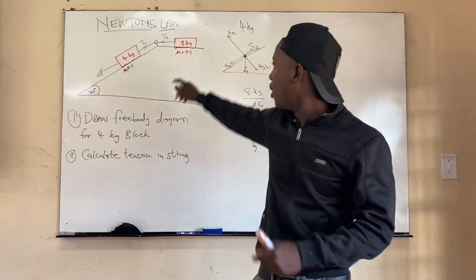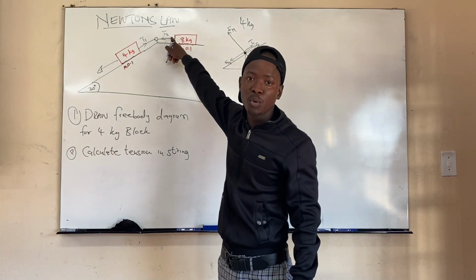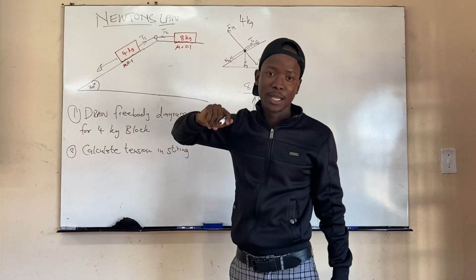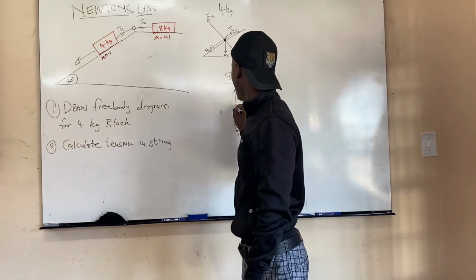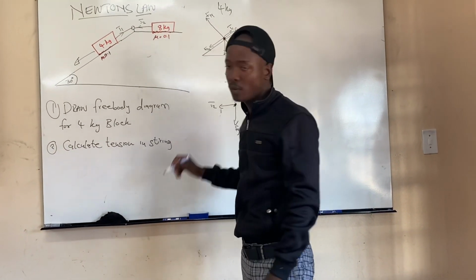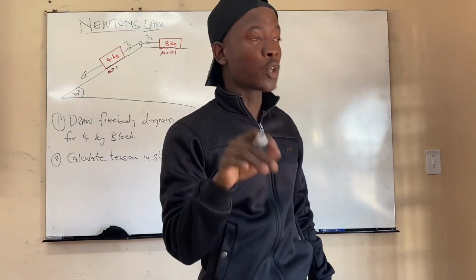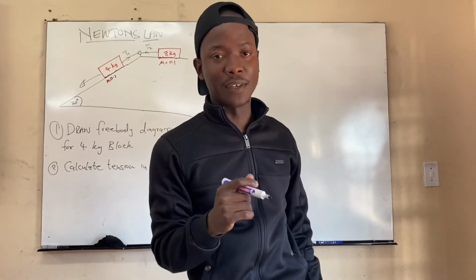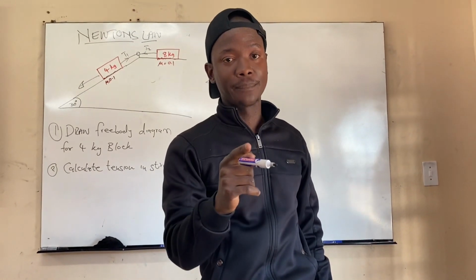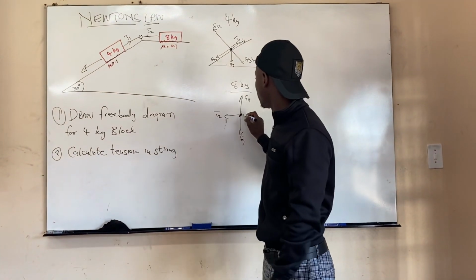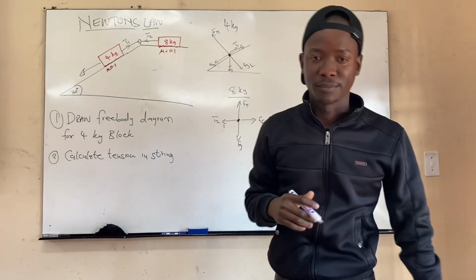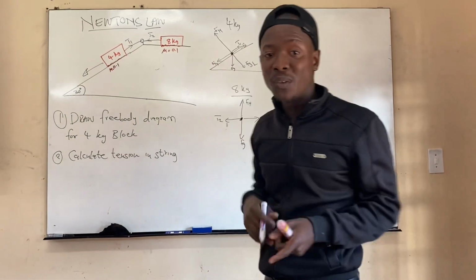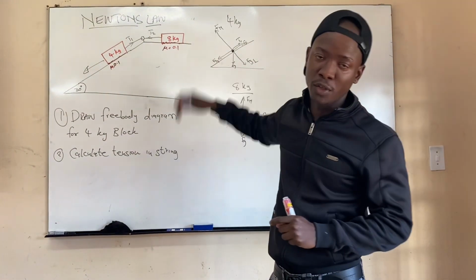Now, T2 is the one pulling our 8 kg down. You understand? Then it goes there, T2. But the 8 kg is on a rough surface. There is friction there. We indicated it going that side. Friction is always opposing the motion. We are done with the free body diagram for the 8 kg and for the 4 kg.